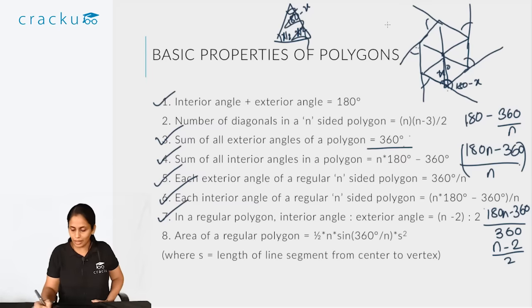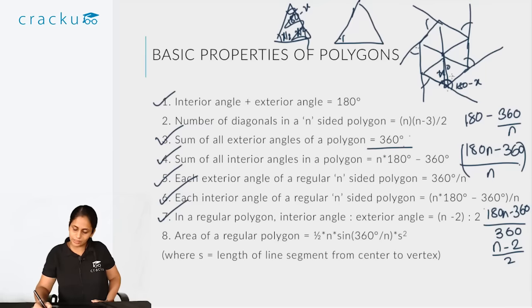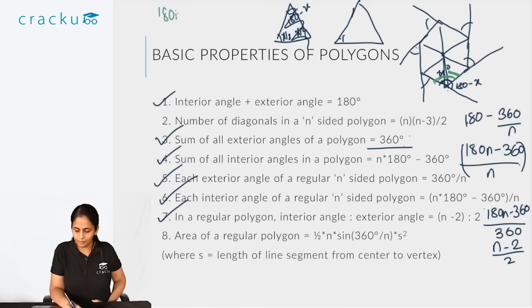I know that the exterior angle for a regular n-sided polygon is 360 by n. I know that this is 180 minus 360 by n, that is, 180 n minus 360 by n. So this part plus this part is (180 n minus 360) by n. So this part alone would be half of that, which is (180 n minus 360) by 2n.